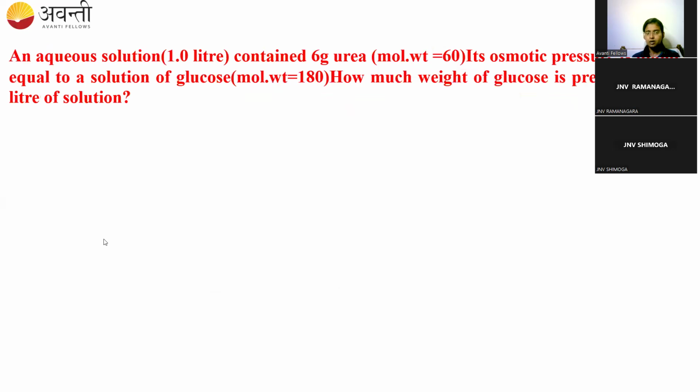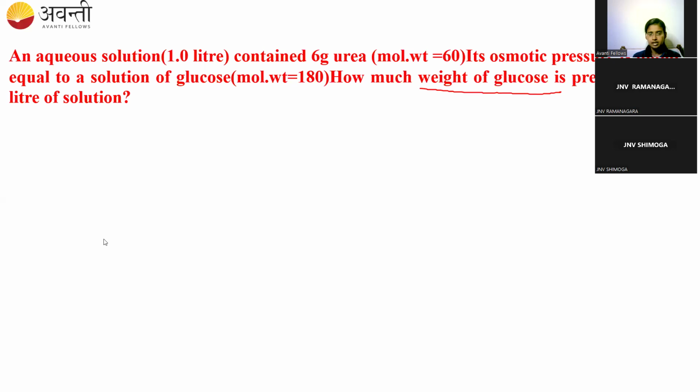An aqueous solution of 1 liter contains 6 gram of urea, and its molecular weight is given. Its osmotic pressure is found equal to that of a glucose solution. How much weight of glucose is present in 1 liter of the solution? Molecular weight, volume, everything is given. We have to find out the weight of glucose, that is, the mass of glucose.